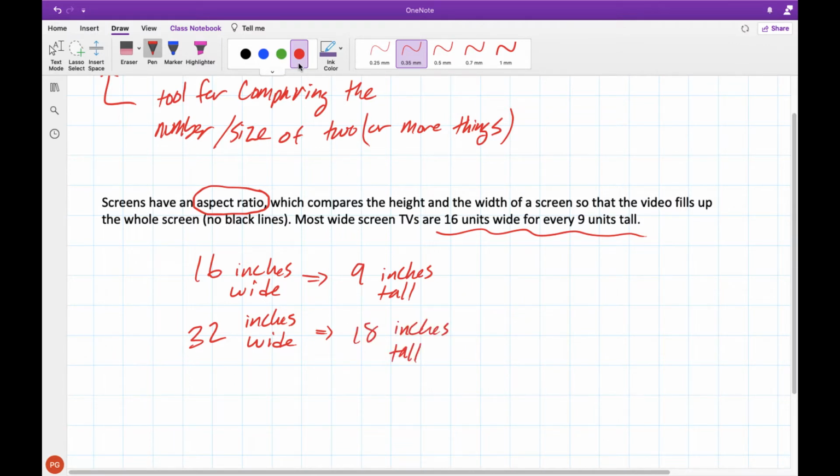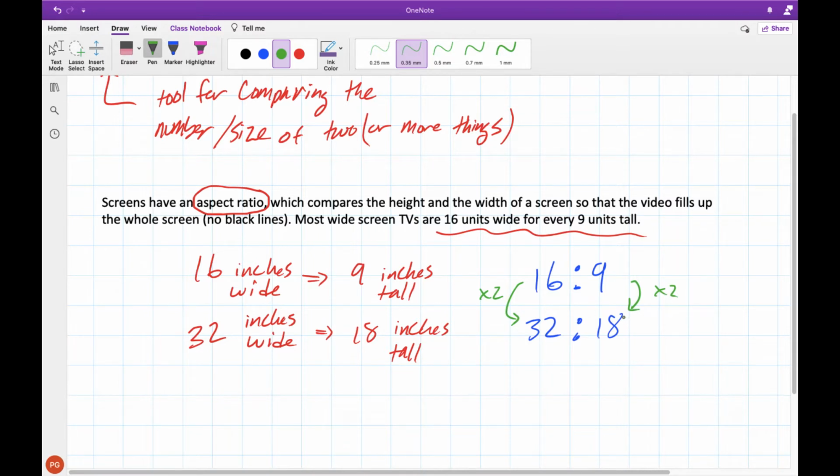Now the way that we would represent this using a ratio in mathematics is we would write 16 with these two dots here. This is a colon, and then a 9. This ratio we could write as 32 with a colon and then an 18. What you'll notice is that when we go from one ratio to the other in this case, we're multiplying by 2. Now we've seen this before, right? This idea that you can multiply one side by 2 and the other side by 2.